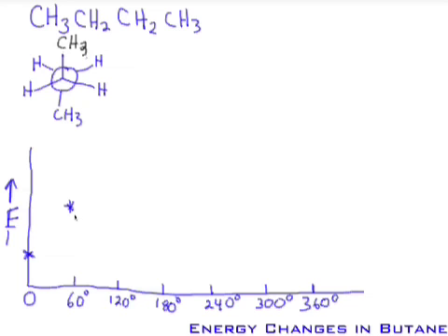Now, when I rotate it to where this H is, it's going to be staggered again. And that's going to come down, but it's not going to come down as much as it was originally. Why? Well, let's draw that staggered structure.